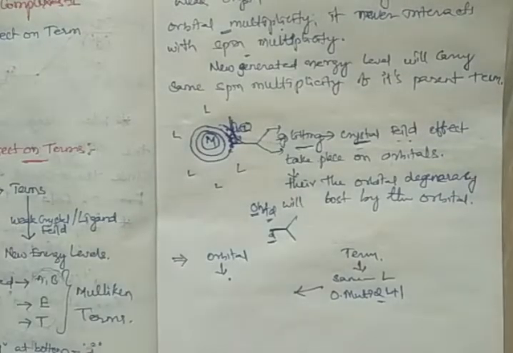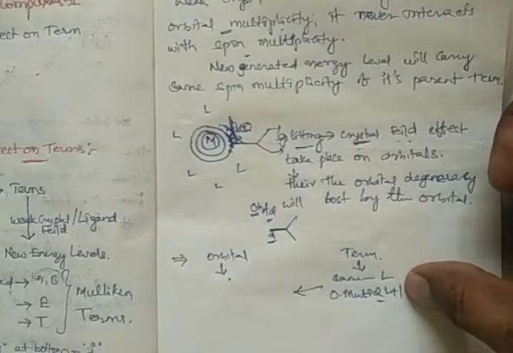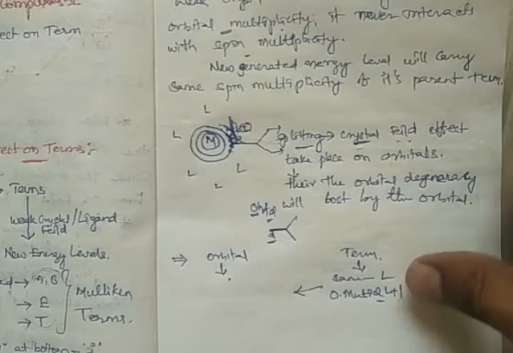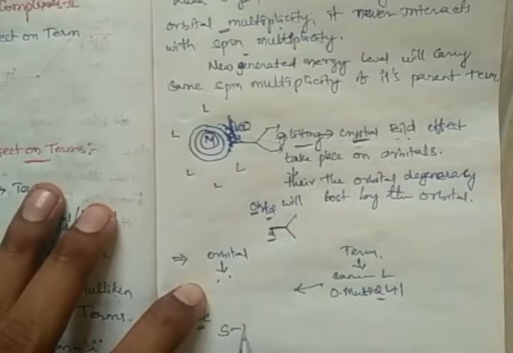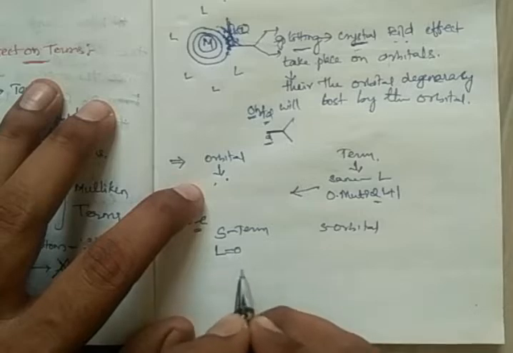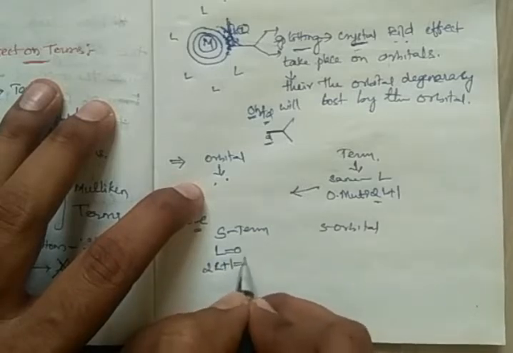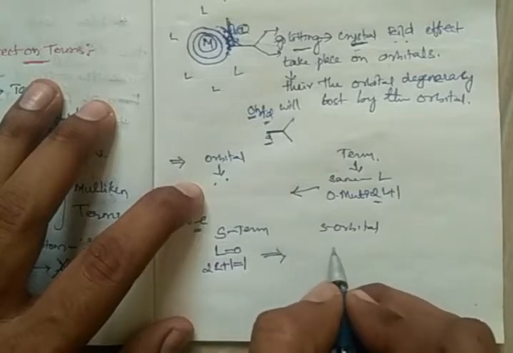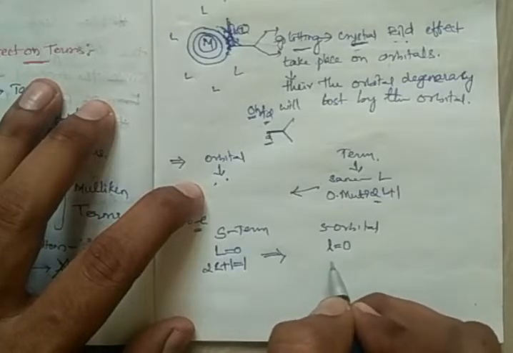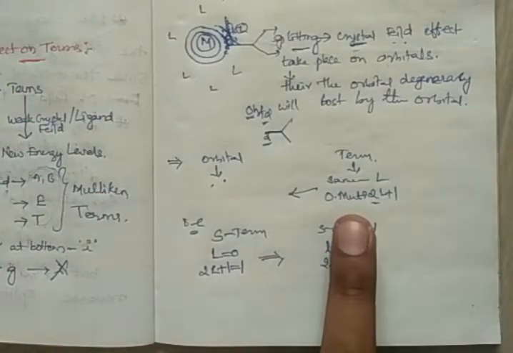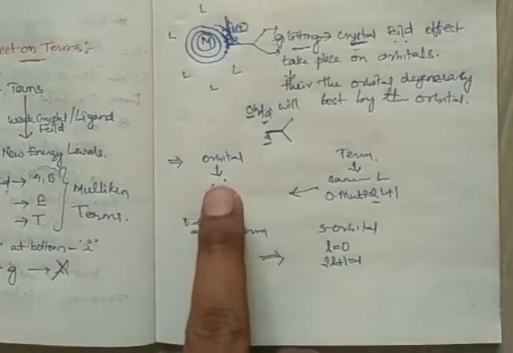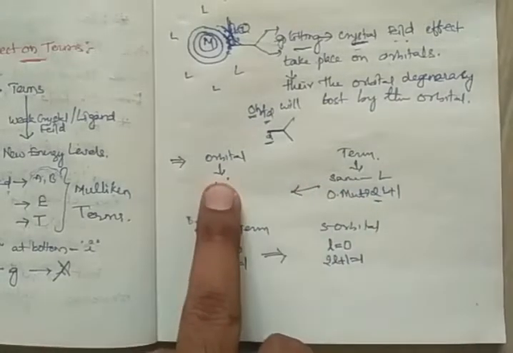When we compare the orbitals and terms, the orbital angular momentum and the orbital multiplicity of a term are the same as those of the similarly labeled orbitals. For example, the S term compared with the S orbital: the S term has orbital angular momentum of 0 and orbital multiplicity of 1. This is the same as the S orbital, which has orbital angular momentum of 0 and orbital multiplicity of 1. So the orbital angular momentum and orbital multiplicity of terms are similar to those of the samely labeled orbitals.